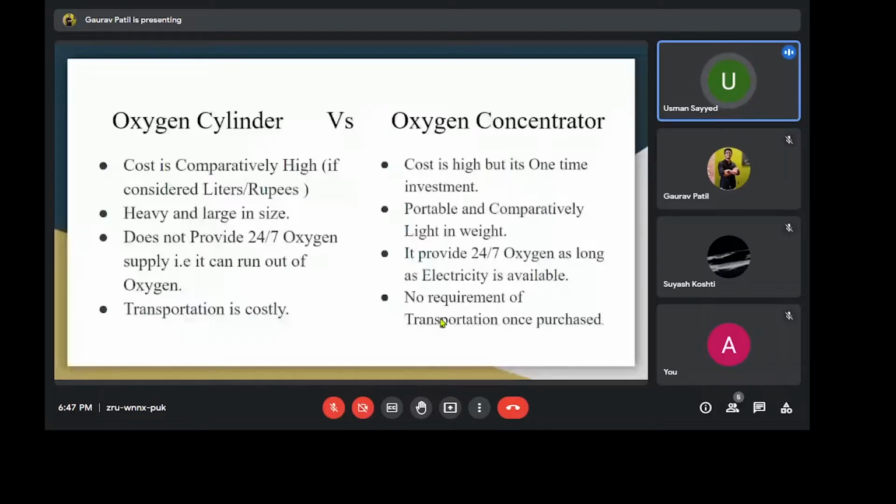The oxygen cylinder is heavy and large in size. The oxygen concentrator is portable and comparatively light in weight. The oxygen cylinder does not provide 24 by 7 oxygen, as it can run out of oxygen. The oxygen concentrator can provide 24 by 7 oxygen as long as electricity is available. Oxygen cylinder transportation cost is high, and there is no transportation cost for the concentrator once it's purchased.